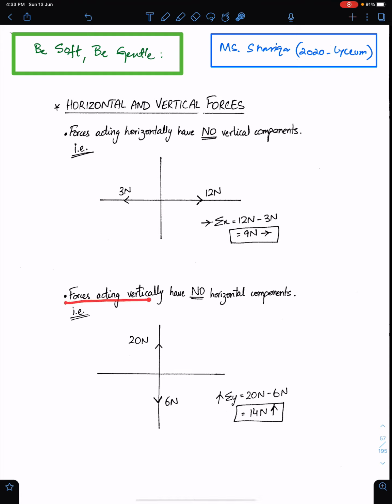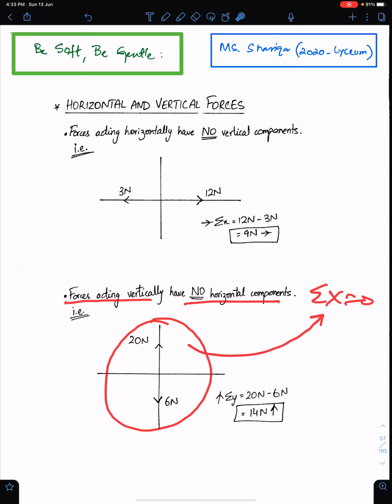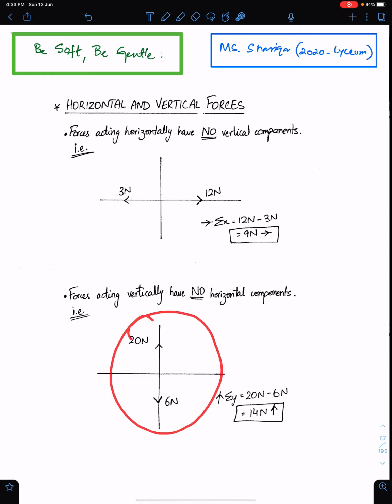Similarly, forces acting vertically have no horizontal components, that is sigma x is 0. These two forces have no horizontal component. Therefore, sigma x of these two forces is 0, and the resultant of these two forces is 14 newtons in upward direction.